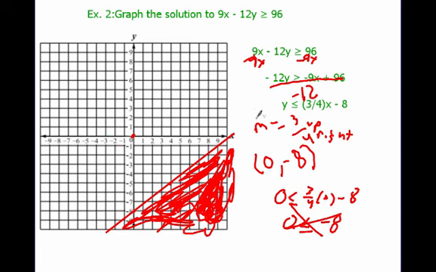So that's all we do. First thing we do is make sure it's in slope-intercept form, then use our slope and y-intercept to come up with another point, determine whether it should be a dashed or solid line, then draw the line, then use a test point to figure out which way to shade.